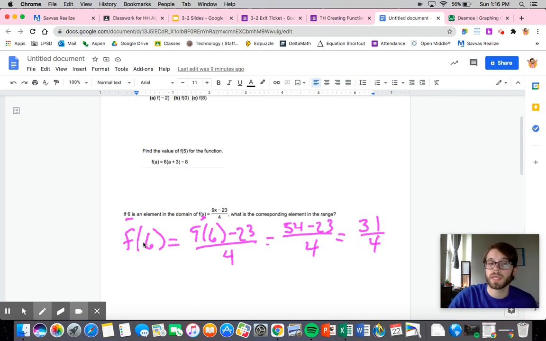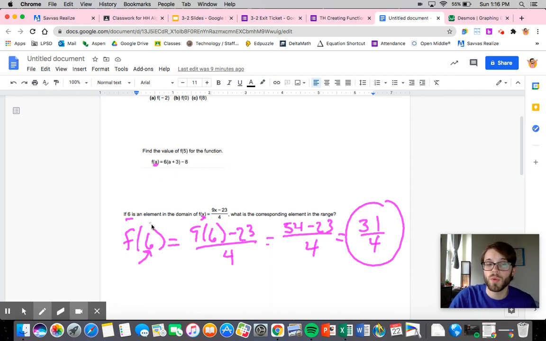So essentially what we're saying here is when I put in 6 as my input value, my output value or my range value will be 31 fourths. Okay, so this is my answer. That's my value in my range. And that's all there is to dealing with function notation. Obviously, you can end up with slightly more difficult ones as we get into more complicated functions. But for right now, when we're just dealing with linear functions, this is all you need to worry about. All right, you're just plugging in for the variable with whatever number is inside the parentheses here.